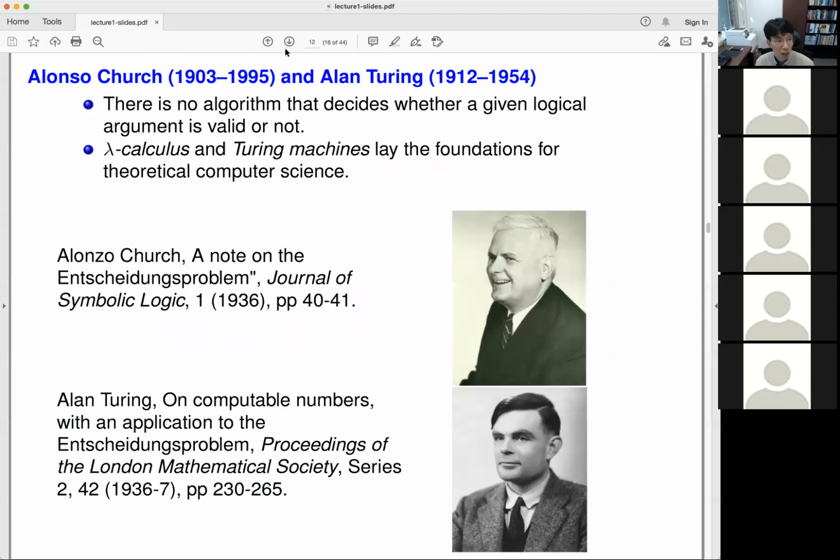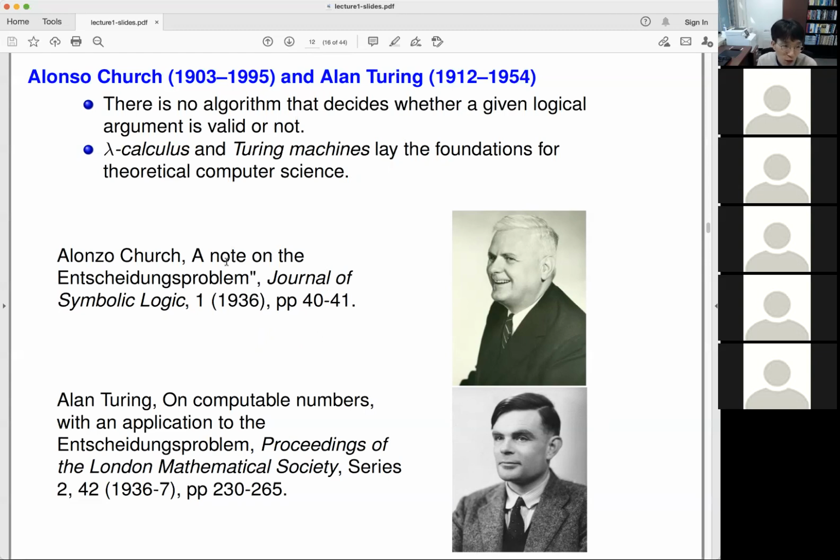So Alonzo Church and Alan Turing independently showed that there is no algorithm that decides whether a given logical argument is valid or not. So for some statements which can be derivable, which can be proved in some sufficiently powerful system, you cannot really have a machine that can show that that statement is derivable or not.